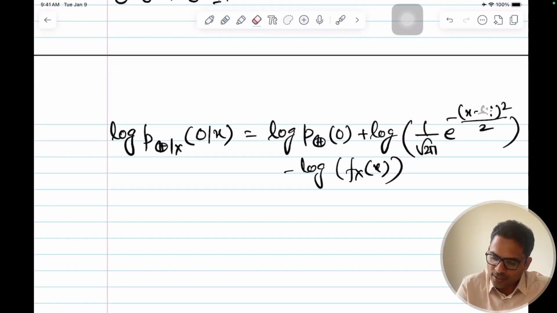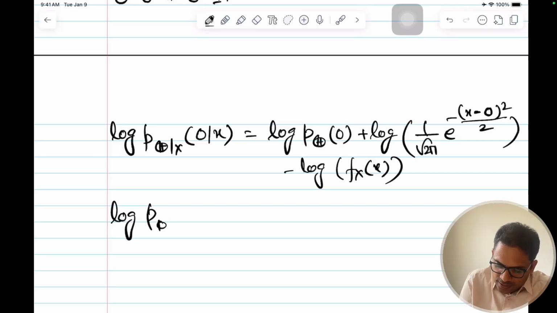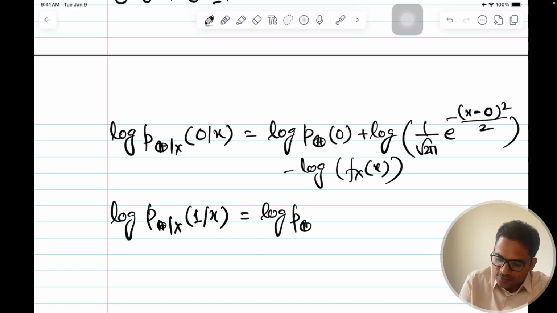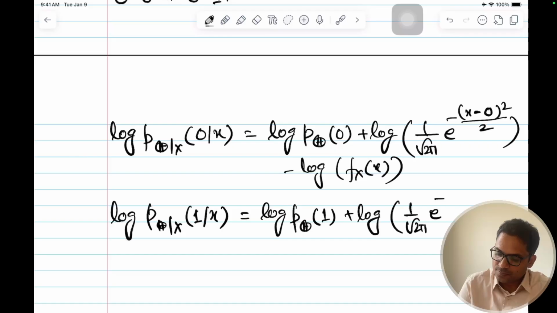So here instead of mu i, this will be 0. I'll put all the values wherever theta is 0. Mu was 0, and then we'll have log of p of theta given x, 1 given x, is log of probability of 1 plus log of 1 by root 2 pi e to the power minus (x minus 1) whole square by 2 minus log of fx of x.